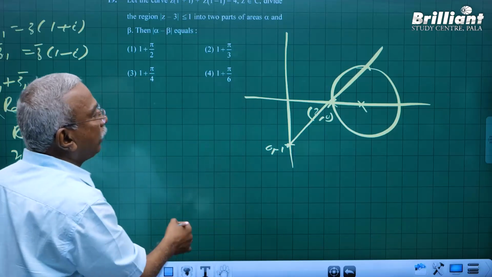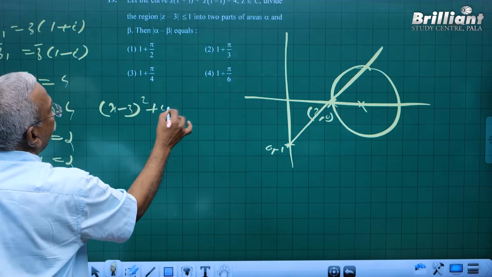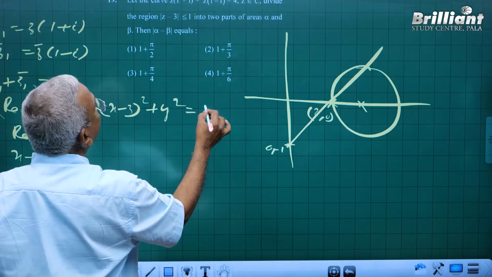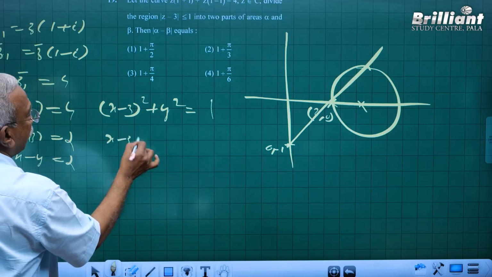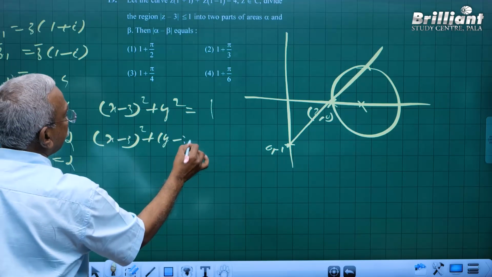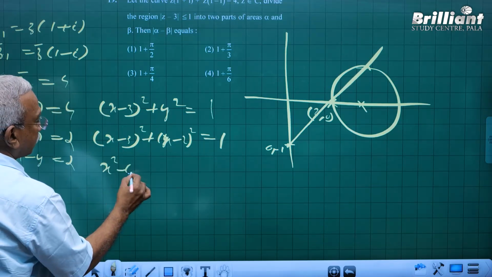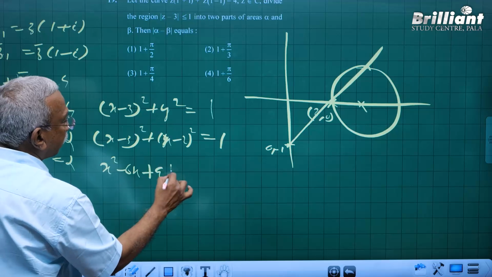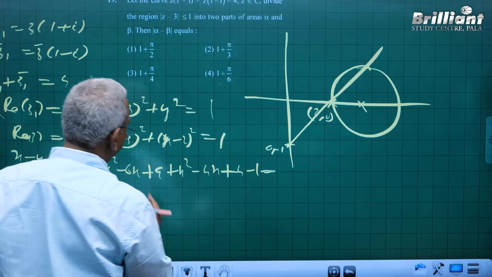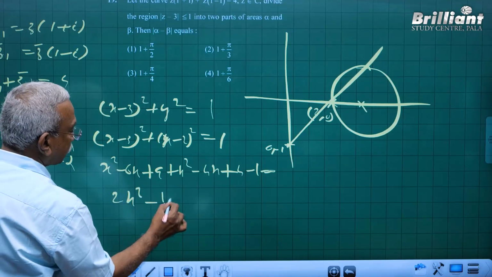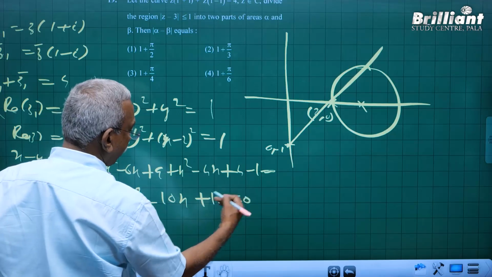So what about the point of intersection with this circle? The circle is (x minus 3) the whole square plus y square is equal to 1 unit, and the line is y is equal to x minus 2. Substituting, we get (x minus 3) the whole square plus (x minus 2) the whole square equal to 1. Expanding, x square minus 6x plus 9 plus x square minus 4x plus 4 minus 1 equal to 0, which will give you 2x square minus 10x plus 12 is equal to 0.